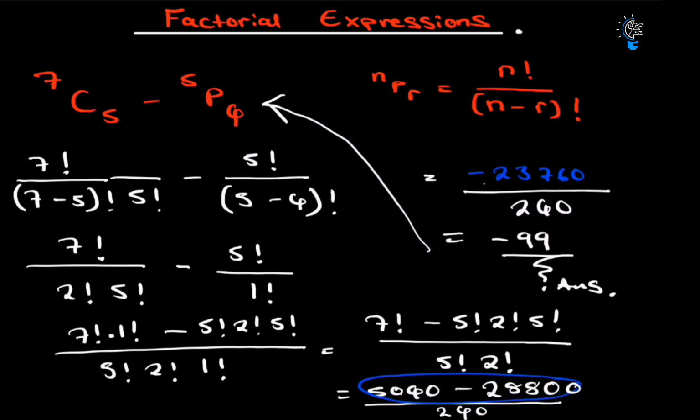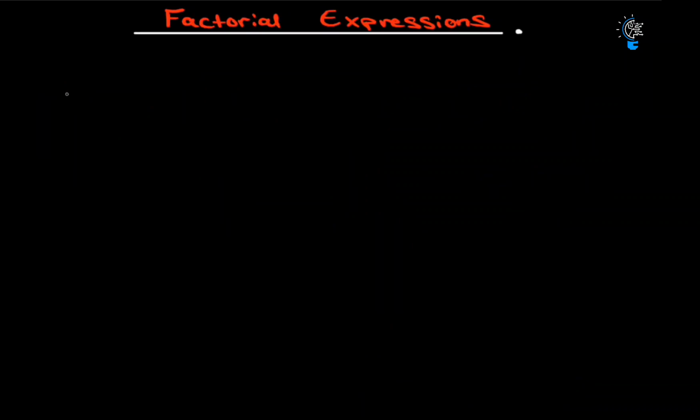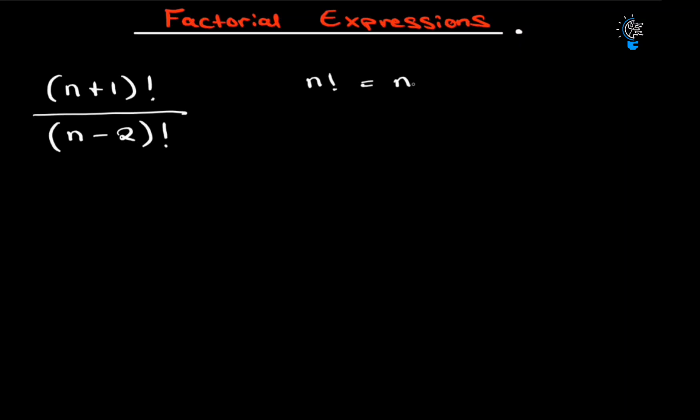Okay, now let's handle an expression without numbers. Let's say we have a question which says, evaluate this expression: n plus 1 factorial divided by n minus 2 factorial. So this one, we know that n factorial is equal to n times n minus 1 times n minus 2, so on and so forth, until we reach 1.